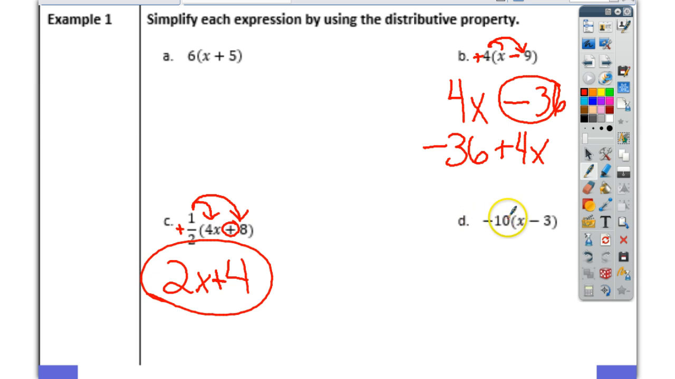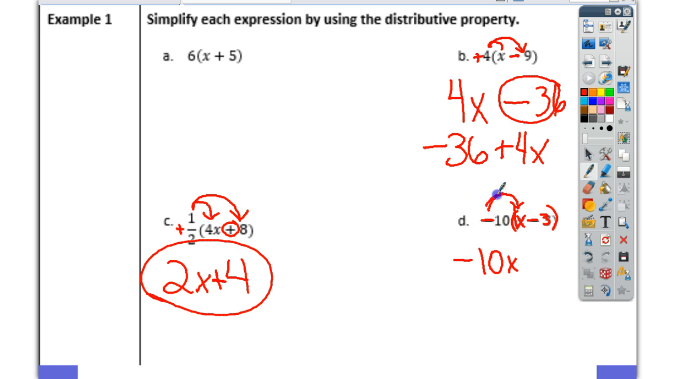We've got a negative 10 times x minus 3. You guys pretty much rocked that one. Negative 10 times a positive, what's assumed here with this x? 1. Right, there's an assumed 1 here. Negative 10 times a positive 1x is, excellent, a negative 10x. And almost everybody got this correct, which was awesome.